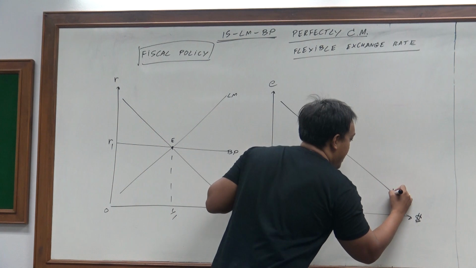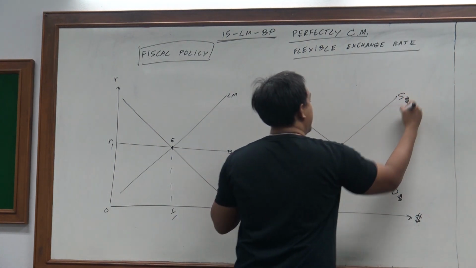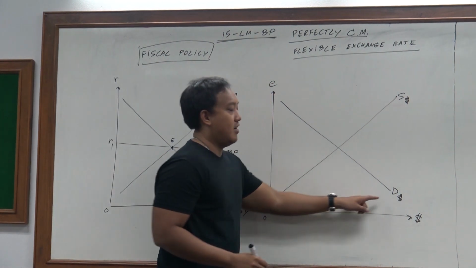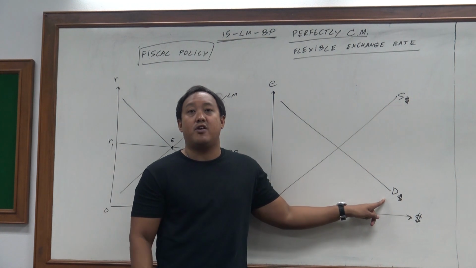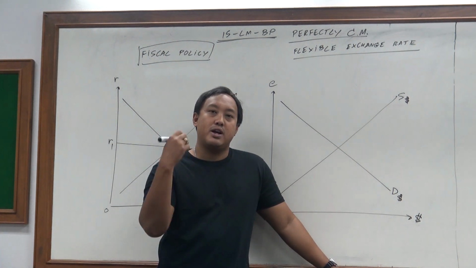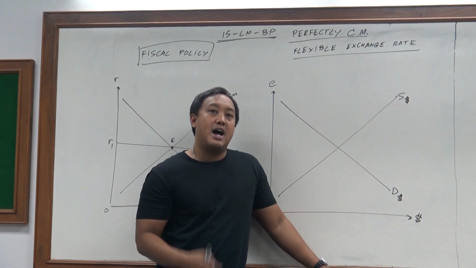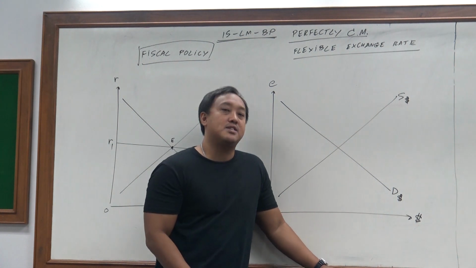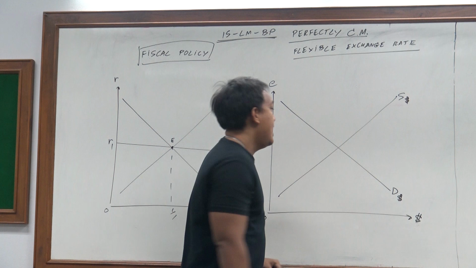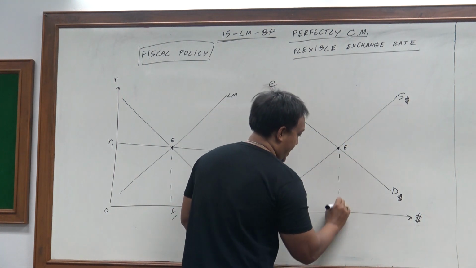This one is gonna be demand for US dollar and supply for US dollar. Demand for US dollar, demand for your currency, is how the investors want to buy US dollar. Supply for US dollar means how the people want to sell US dollar. This is what people want to sell, what people want to buy. And then you have the equilibrium of the currency market.